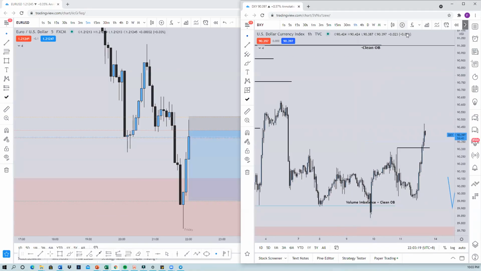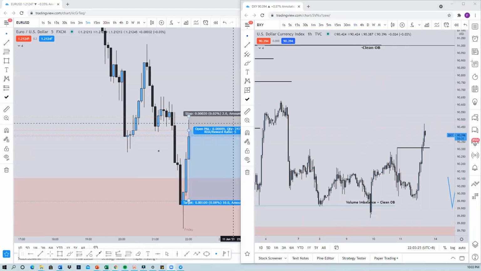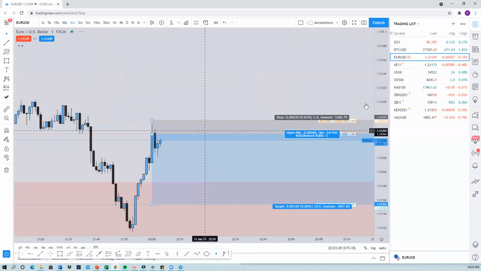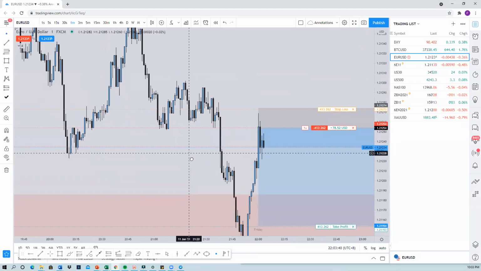Okay. Where did you want to enter from? I wanted to enter from over here, right here. So let's see if this goes. If this goes well, then good.